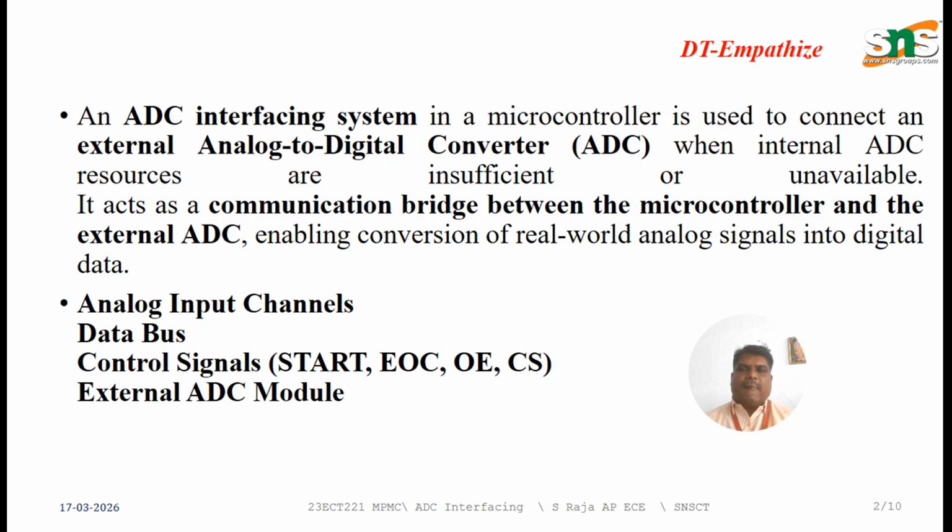So the main purpose of the analog to digital converter in a microcontroller is that it gets the input in analog form, like a sine waveform or square waveform, and converts it into digital pulses of zeros and ones. The main components in this analog to digital converter are analog input channels, data bus, and control signals, that is START, EOC, OE, CS. Start means we can start the conversion, EOC means end of conversion, OE means output enable, CS means chip select, and finally the external ADC module.